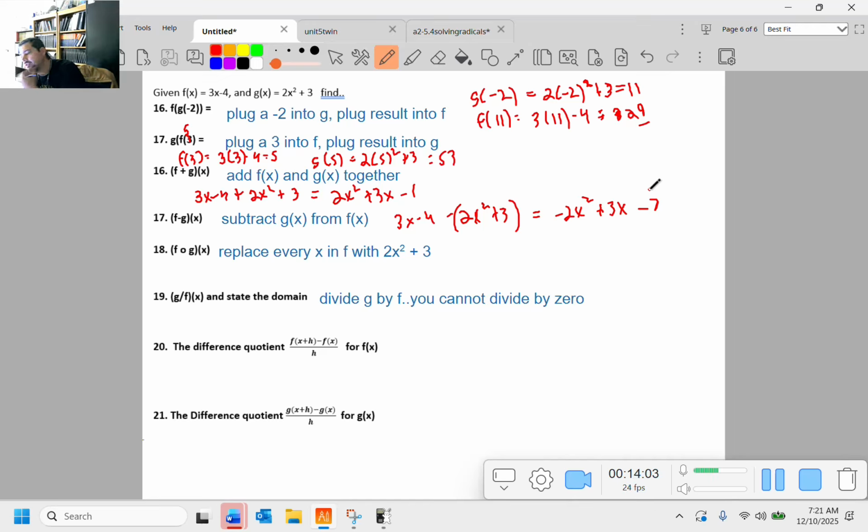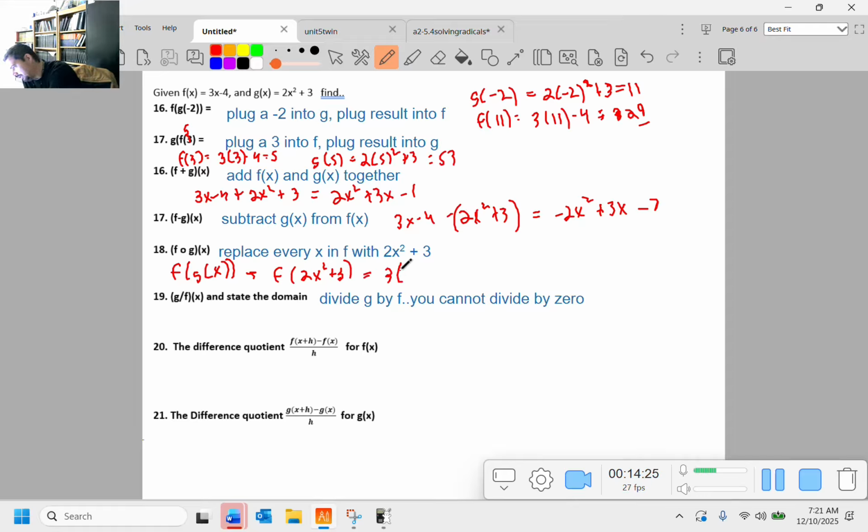F composed of G composed of X. The classical notation on this, which is what I grew up with, looked like this. I don't know why we don't use it anymore. I really don't. But G of X is 2x squared plus 3. So we're actually finding F of 2x squared plus 3, which means that every x in f becomes 2x squared plus 3.